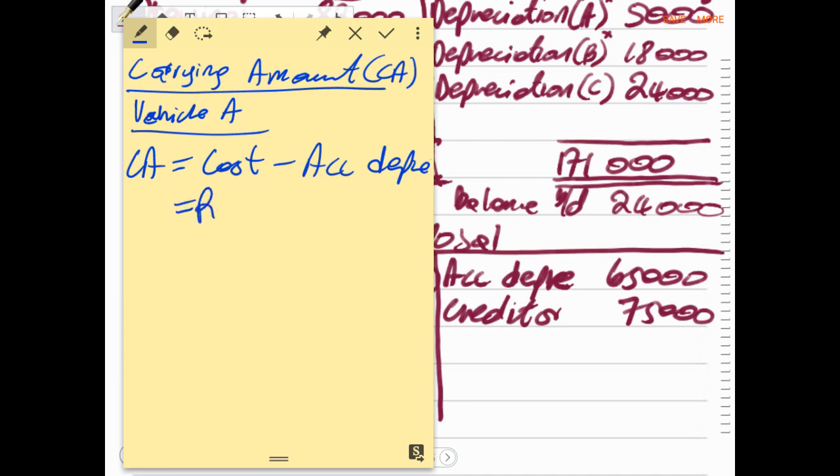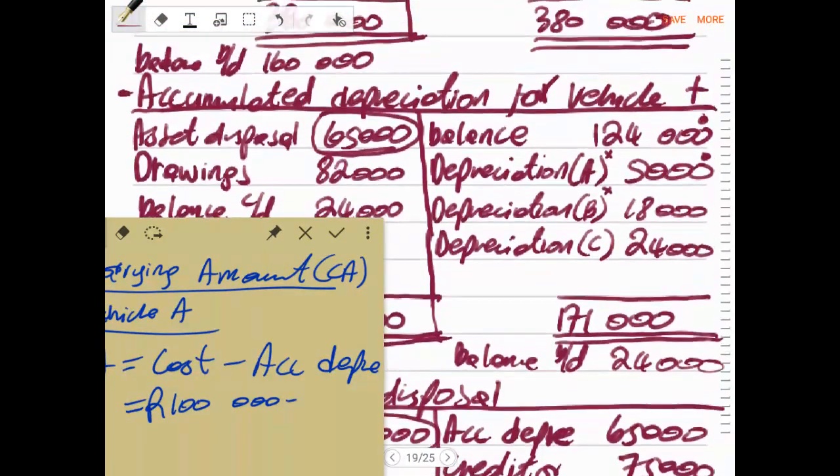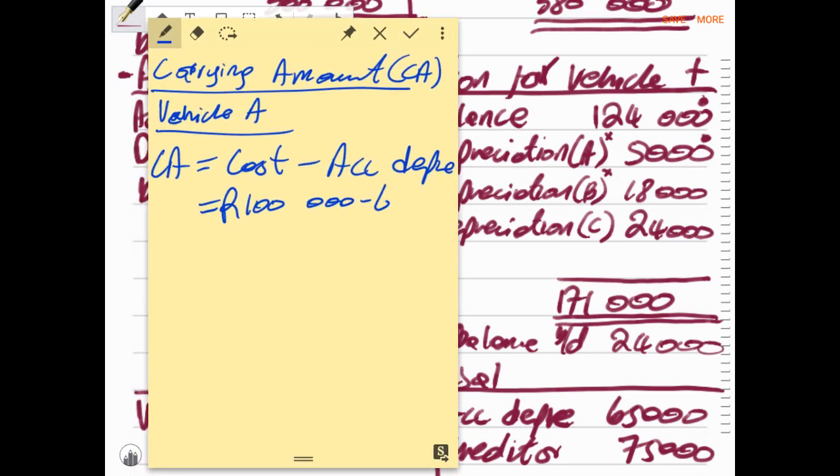And our cost is 100,000 rands. Our accumulated depreciation for motor vehicle A is definitely there in the ledger account. Accumulated depreciation is 65,000 rands. So now if we say 100,000 minus 65,000, that will give us 35,000 rands. That means 35,000 rands is the value or the worth of the asset in the books of the business.